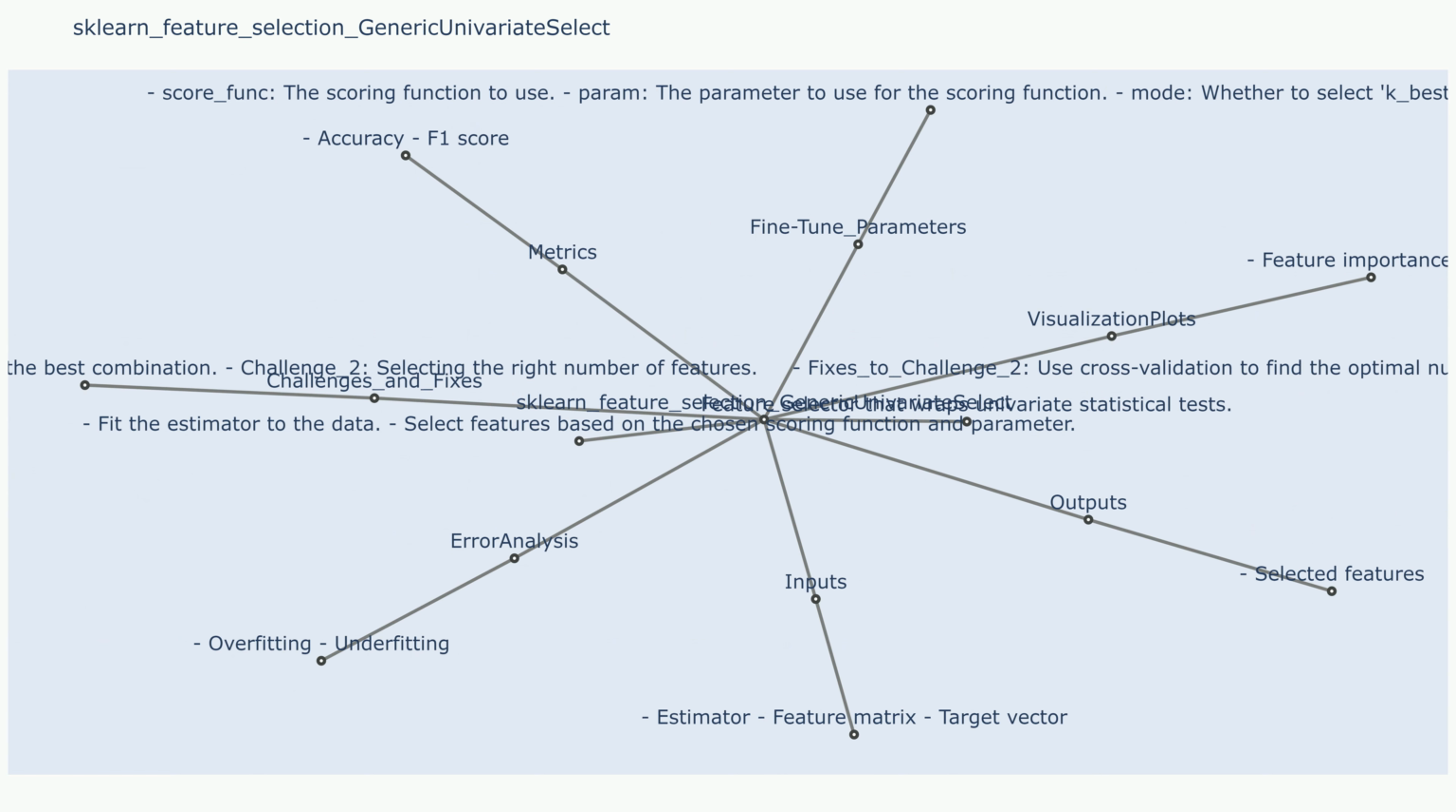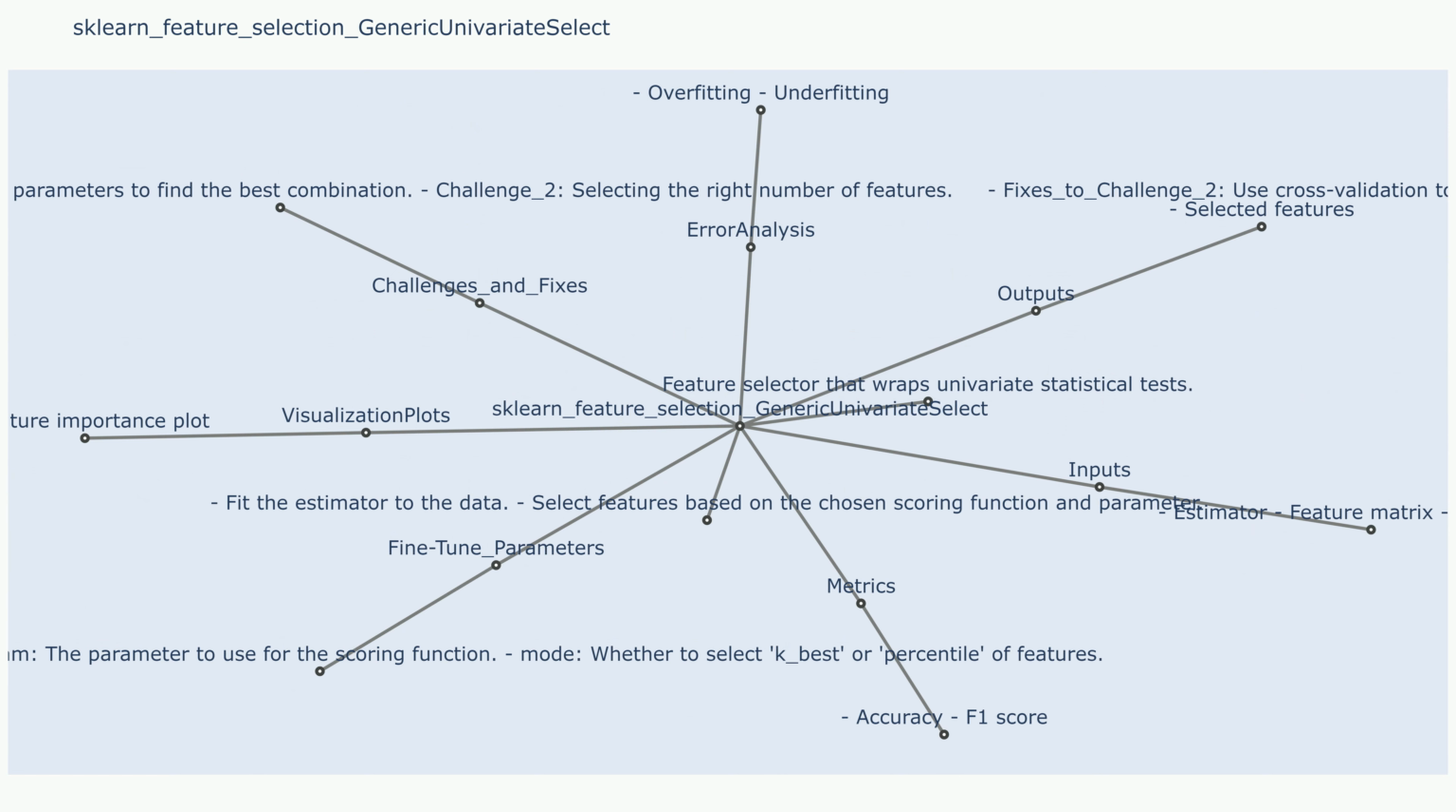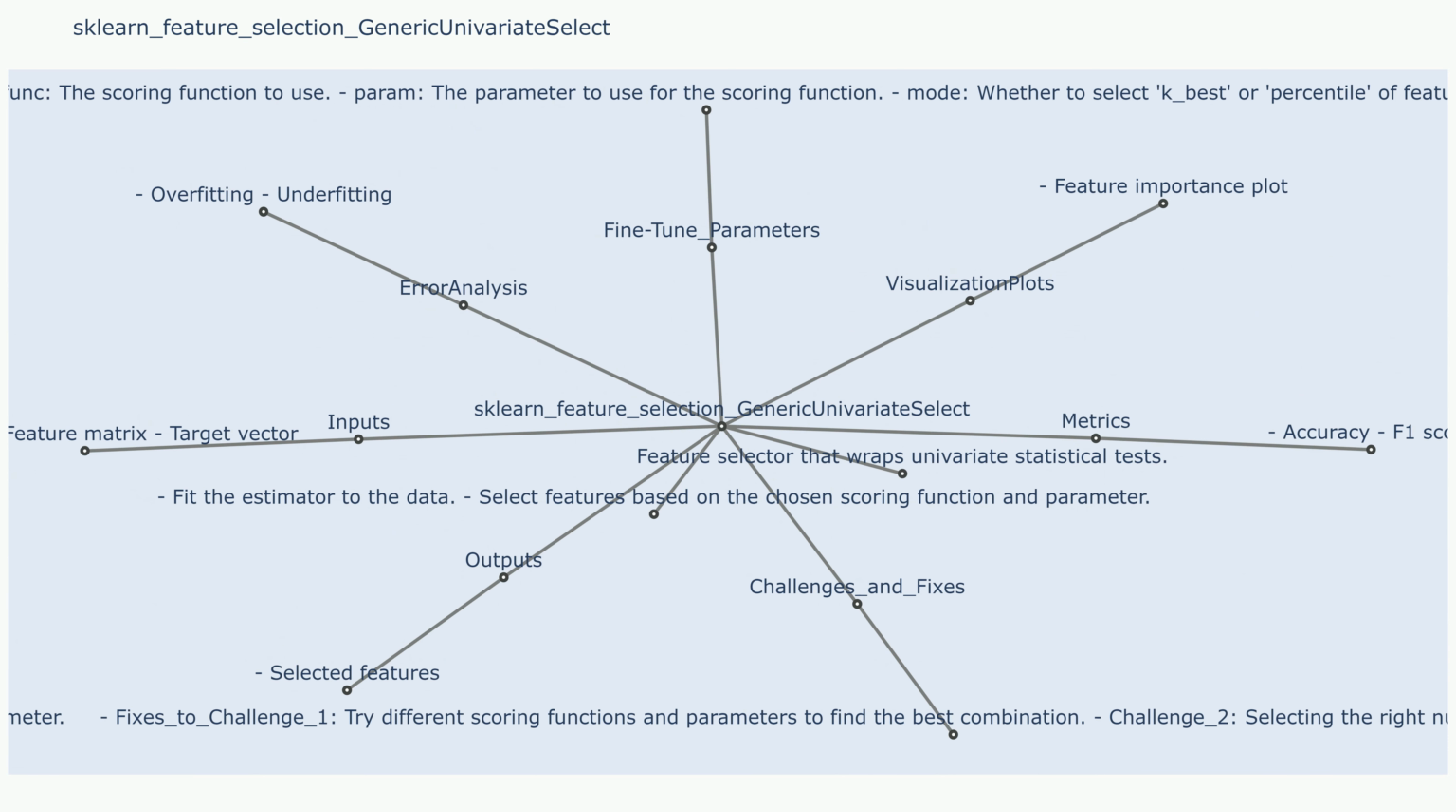Challenge 2. Multicollinearity. When features are highly correlated, it can be difficult to determine which features are most important. Sample use case, selecting features in a dataset where multiple features are highly correlated with each other. Fixes to challenge 2. Use feature selection techniques that are robust to multicollinearity, such as lasso regularization. Perform principal component analysis (PCA) to reduce the dimensionality of the data. Carefully consider the domain knowledge and select features based on their relevance to the task.